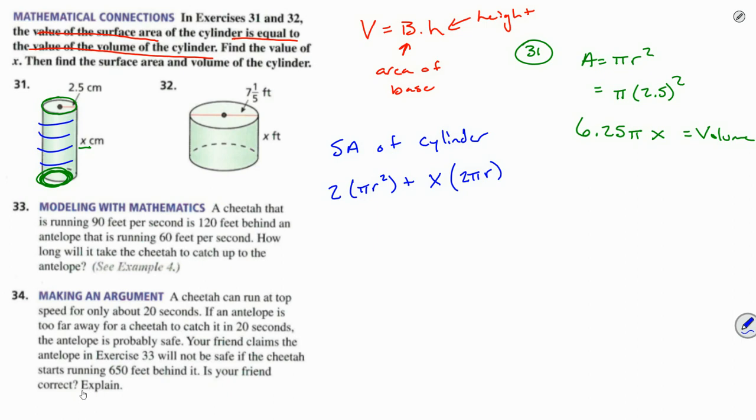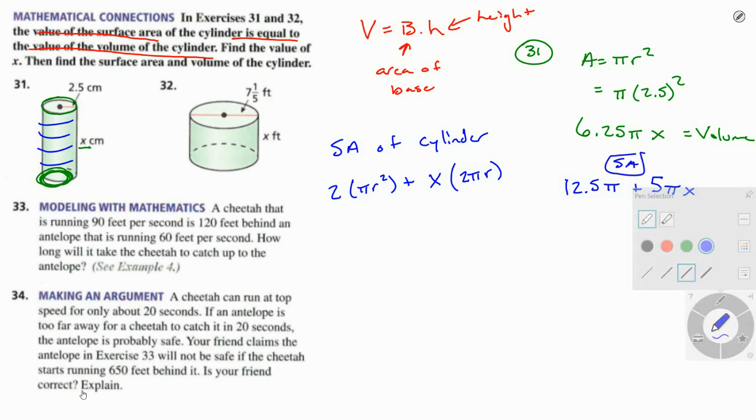So if we go 2.5 squared times 2, this should be 12.5 pi plus 2 times 2.5, 5 pi x. That should be our surface area.